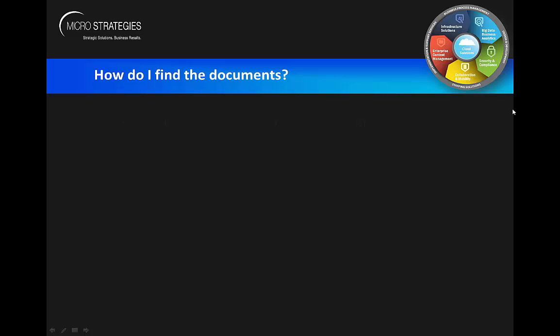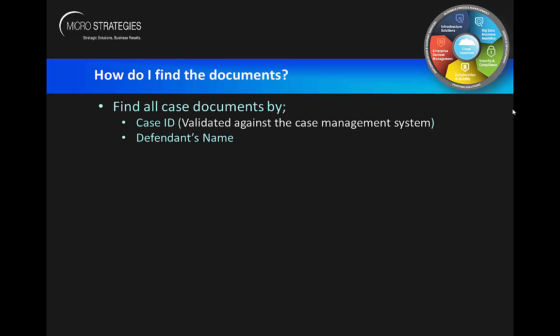How do I find documents? Well, I could search for all documents in a particular case by entering the case ID or the defendant's name. Now, this is fine for perhaps my misdemeanor cases where there's not a lot of files in there. However, if it's a felony case, there could be a voluminous amount of files, in which case you don't want to see what could be tens or hundreds of files at one shot.